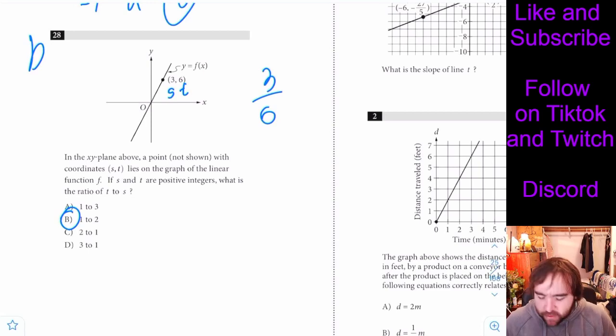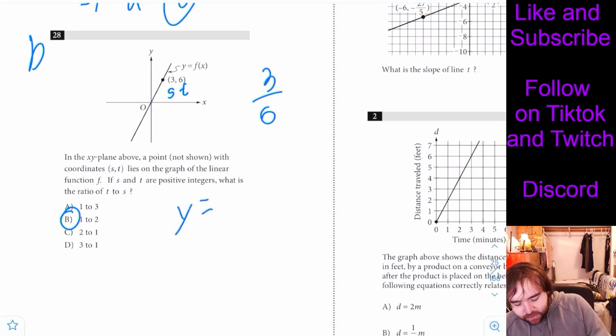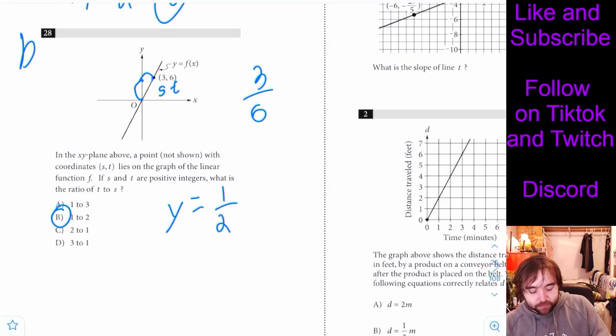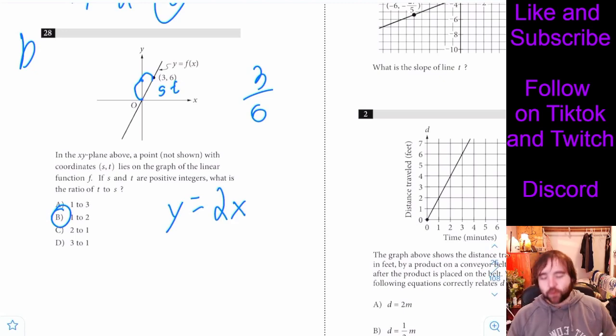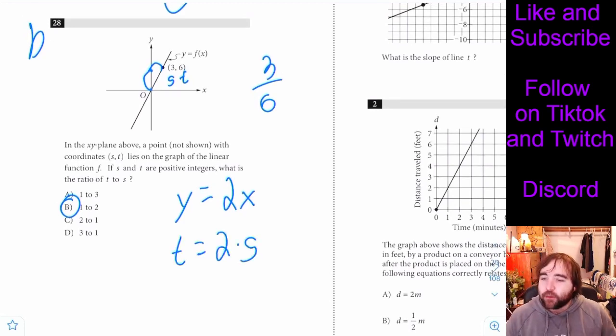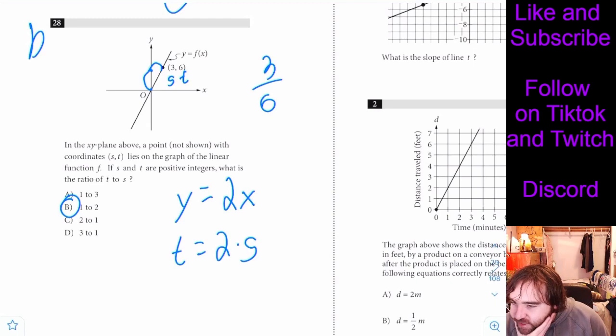The math I would do to back that up is I would write the equation of the line. So we can see that it's going up 6 when it's going over 3. So that's a slope of 2, 6 over 3. So the slope of 2. So the equation of the line is y equals 2x. We can confirm that when we plug in 3, we get 6. Yes. And then if s and t are on the line, so then we're working with t equals 2 times s. They want to know what is the ratio of t to s.